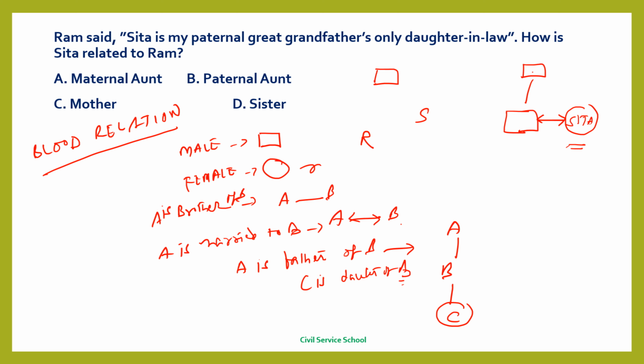So Ram is either the son or daughter of Sita. Is it true? So how is Sita related to Ram? So Sita is the mother of Ram. Sita is the mother of Ram. This is the correct answer. We can identify the gender of Ram from this.